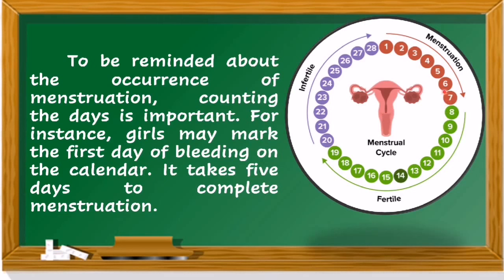Okay, here's the example of one cycle or 1 month. So 1, 2, 3, 4, 5, 6, 7 may be your menstruation days. And the color green ones are your fertile days, and the violet or purple ones are your infertile days until you reach another menstruation day. Okay, this is your menstrual cycle.